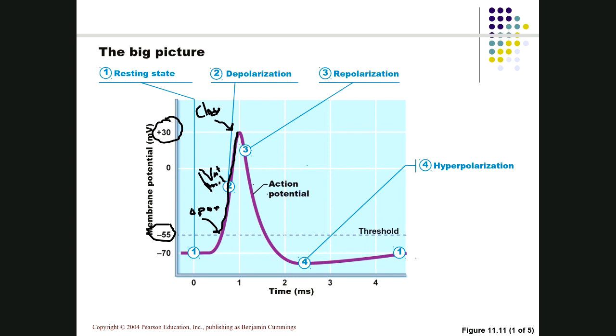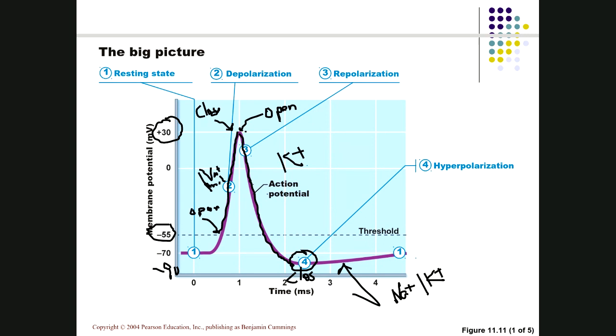But at the same time they close, the voltage-gated potassium channels open. And as soon as that happens, potassium is going to go rushing out. And it doesn't close until you get down here to about minus 90, and that's where they close. And then look where we are. We're down here. We have to get back to resting potential. And again, it's going to be the sodium-potassium pump and the leak channels that are going to restore resting potential.